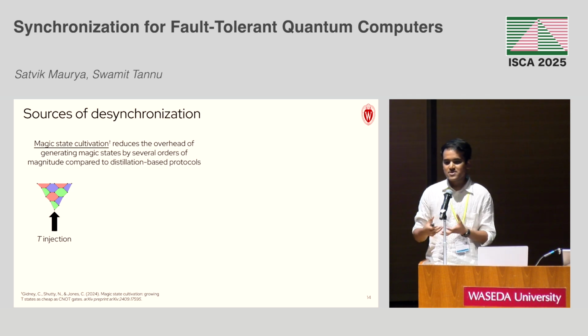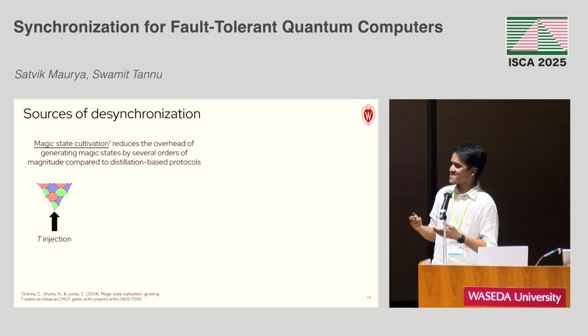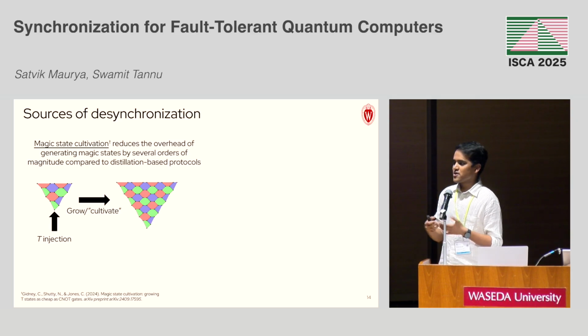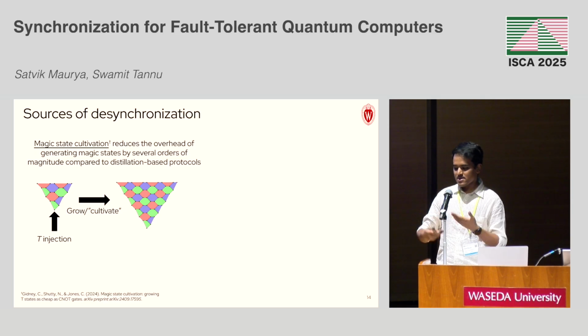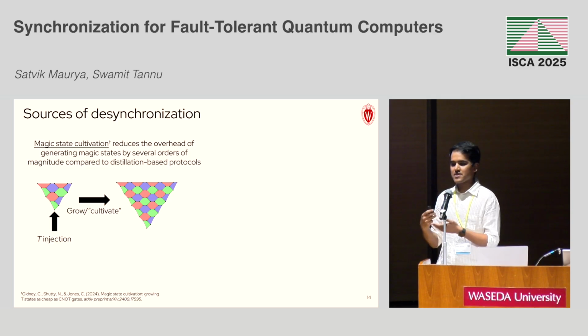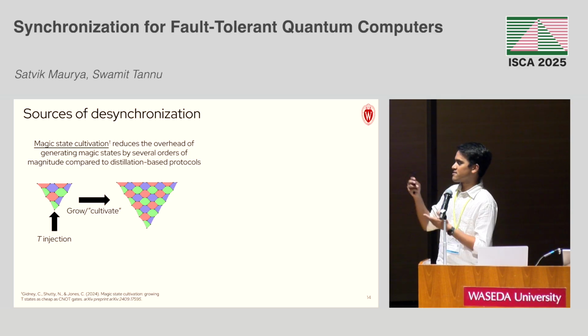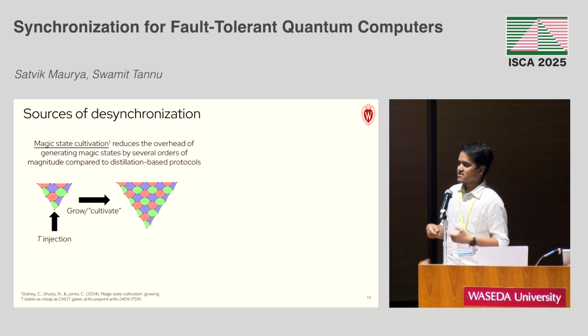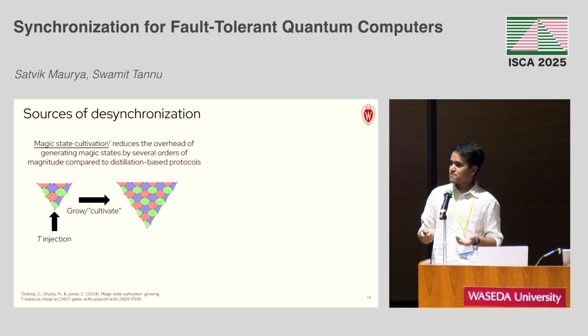Now, this color code logical qubit is really small. It's not really resilient to errors. So the next step is a growth or cultivation phase, where the color code logical qubit is gradually grown into a larger color code logical qubit. And during this cultivation phase, there is a 1-bit classical feedback that's always required when you go from one growth step to the next growth step. And this is, again, a classical feedback operation.